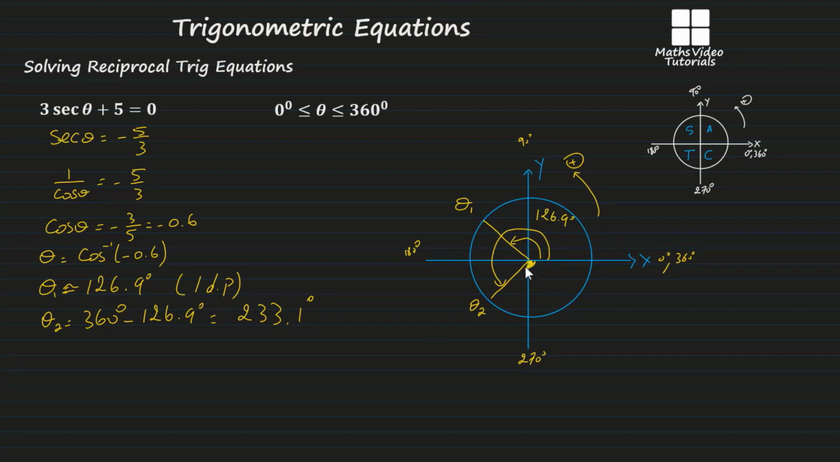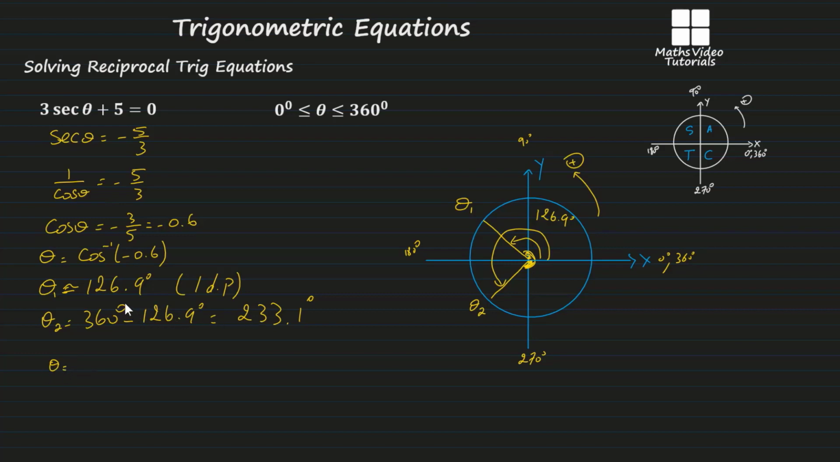This one here and this one here, the 126.9 degrees. So therefore, to work out this angle, you just do a full turn and then go back, or subtract 126.9, and that's what we did in our calculation here to get the value for theta 2. So now we can write down the solution as just angle theta.